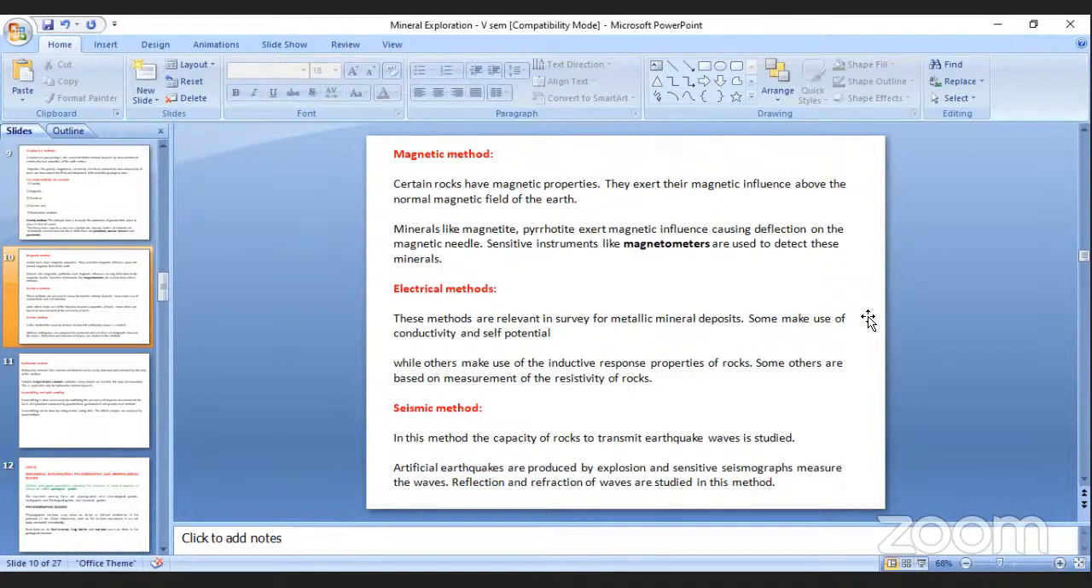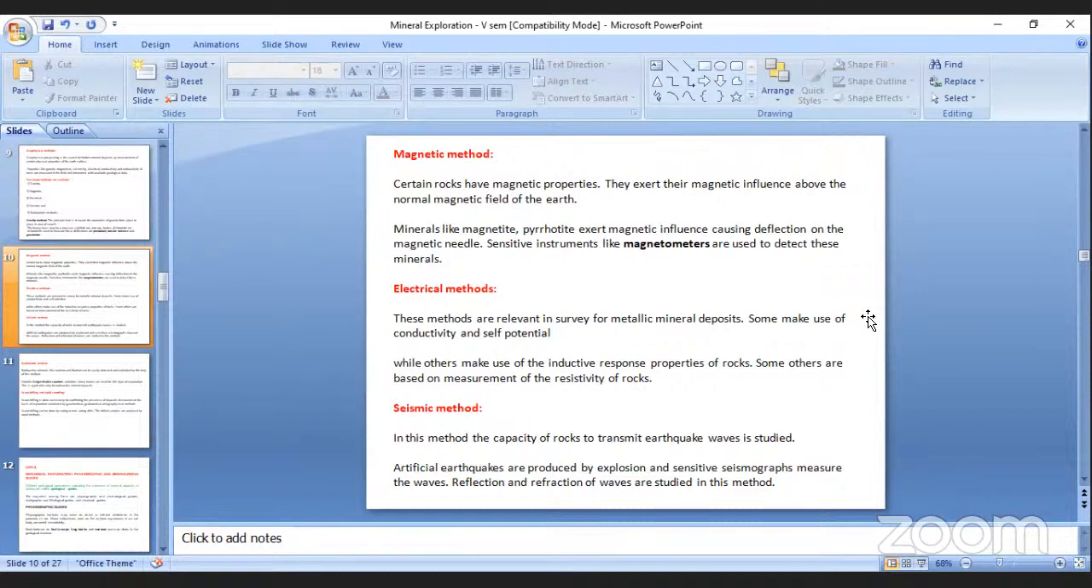And the next one is pyrrhotite, and these two particularly, and one more thing, it is also hematite, that is also very useful, and it also has above 60 to 70 percent of iron in it. Okay, these types of mineral deposits, these types of ores, we are able to identify in the magnetic method. And next one is the electrical method.